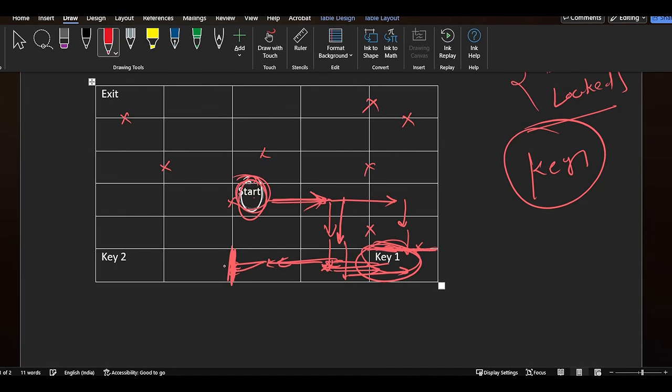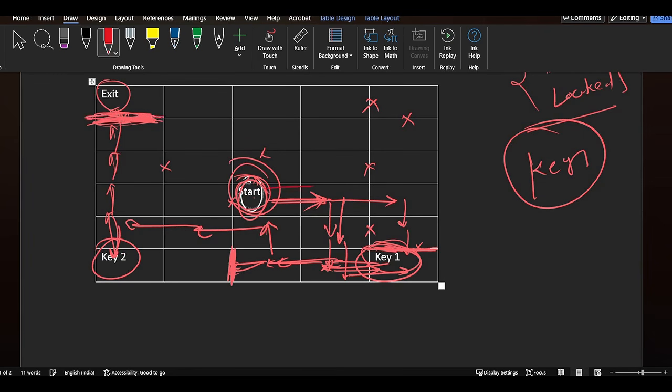Now we go left, left. We remember that this wall is an invisible wall, because we keep this in our mind. We cannot see it on the screen. We go up. Now suppose we go left, left, and then down. So key 2 is also collected. Now we need to go to the exit door. Suppose we go up, up, up, up, and up again. But this is again an invisible wall, so we cannot go here. So we again start from the starting point. Now we have also identified this invisible wall.